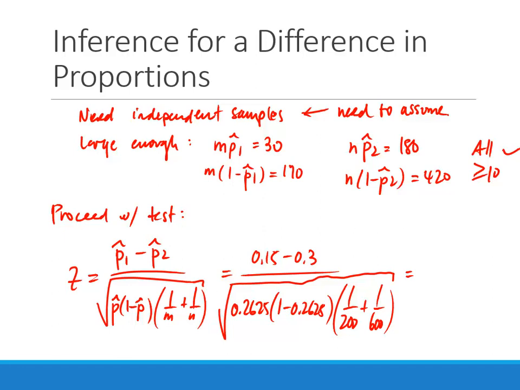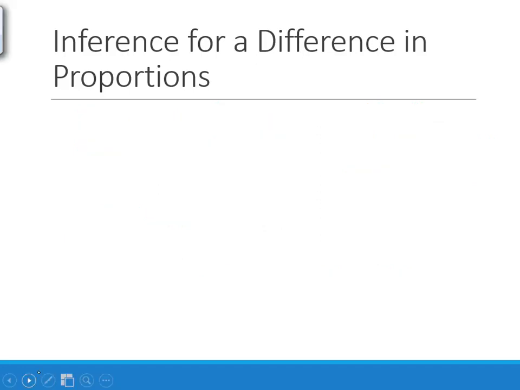And if you work that out, you'll get negative 4.18. Our test statistic is really, really big on the negative side. So our test statistic is negative 4.18.